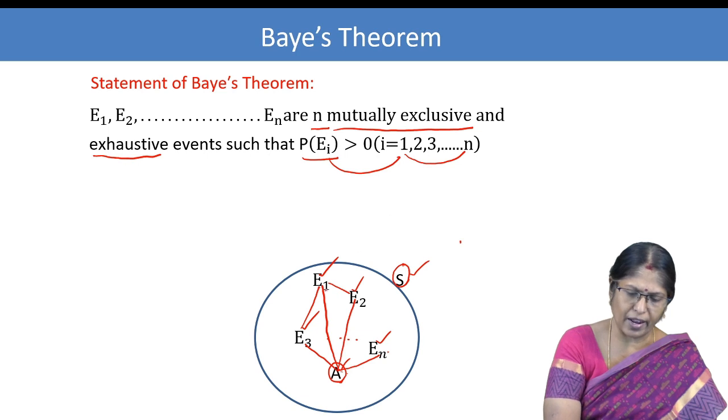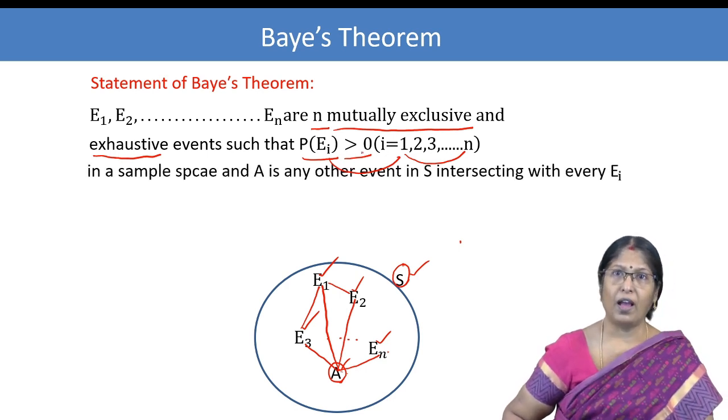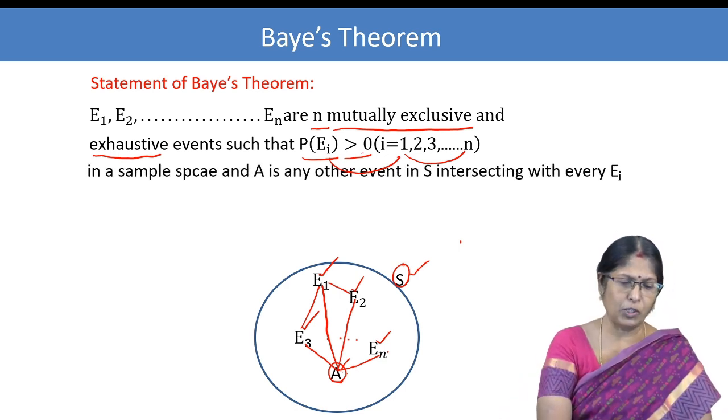That is what is written in the diagram also: E1, E2, E3 up to En, and the probability of each event is greater than 0. That is, it is positive. Mathematically greater than 0 means it is positive. And everything is there in the sample space.